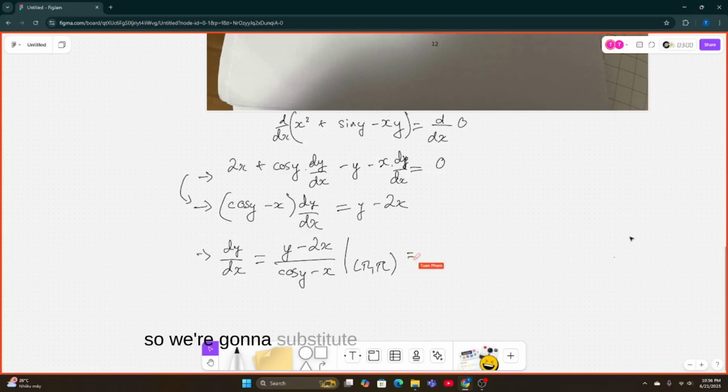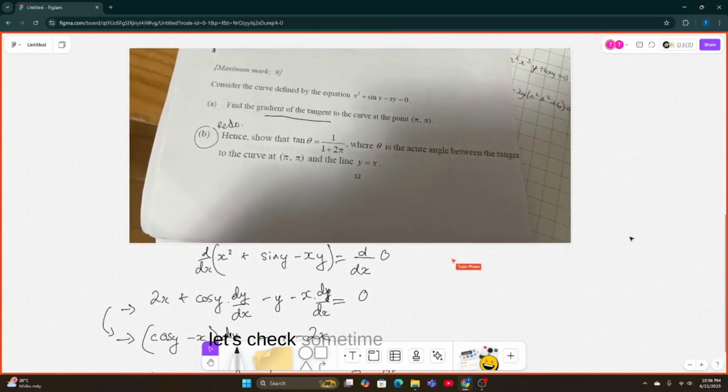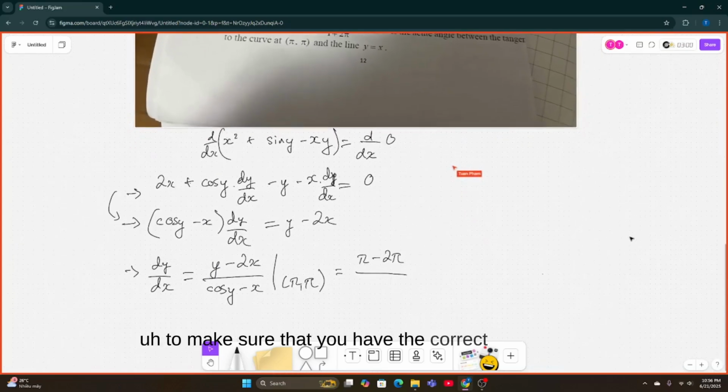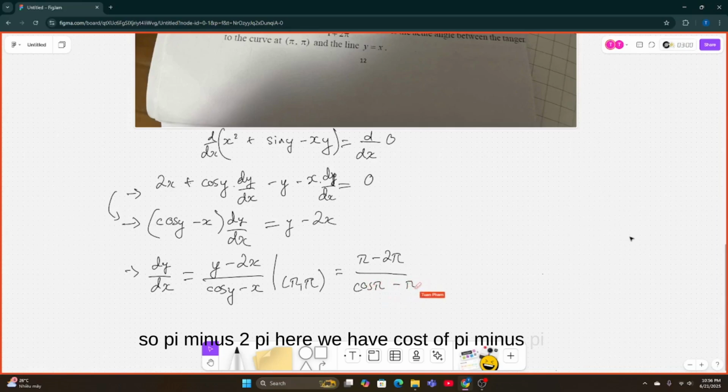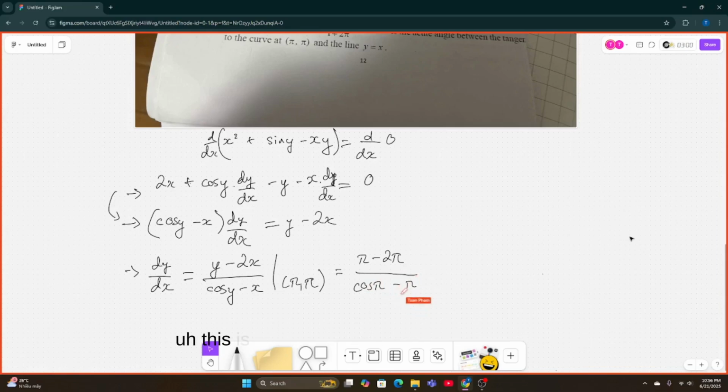Okay, so I'm going to substitute pi minus 2 pi, right? I believe it's pi. Let's check. Sometimes you must check to make sure that you have the correct substitution. So pi minus 2 pi, here we have cos of pi minus pi. Okay, you want to separate this because sometimes I see a very silly mistake. Usually I see people write cos pi minus pi, then they cancel this to be 0. Then the whole thing is cos of 0, and it becomes 1. But it's not the case, right? So please avoid these mistakes.